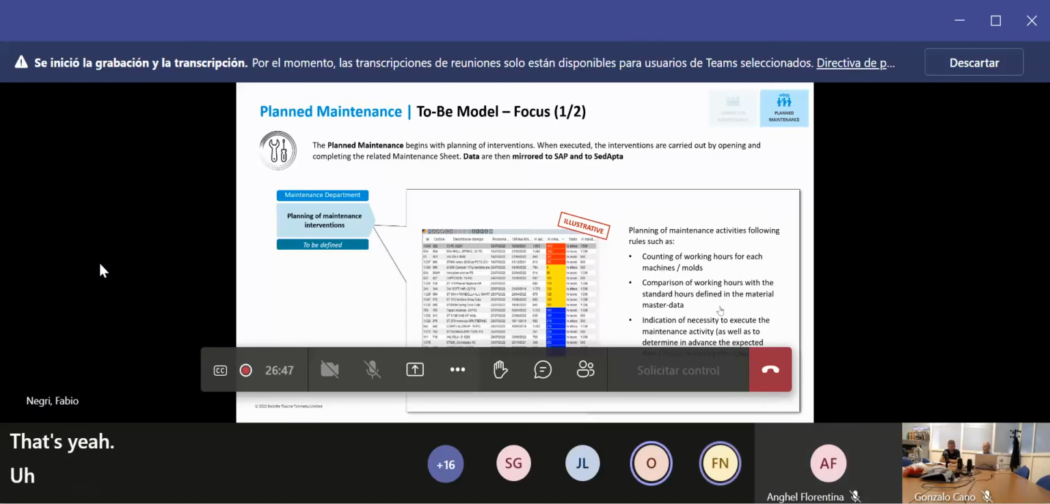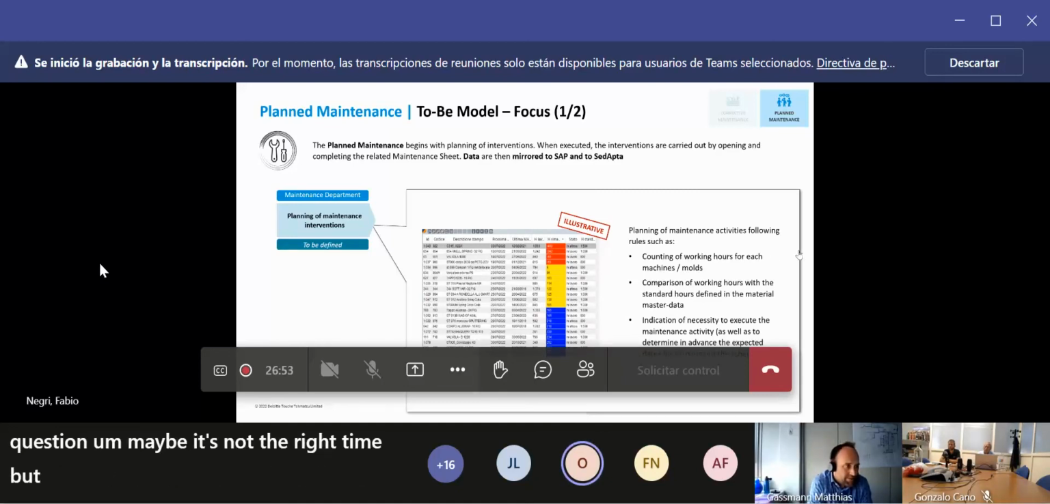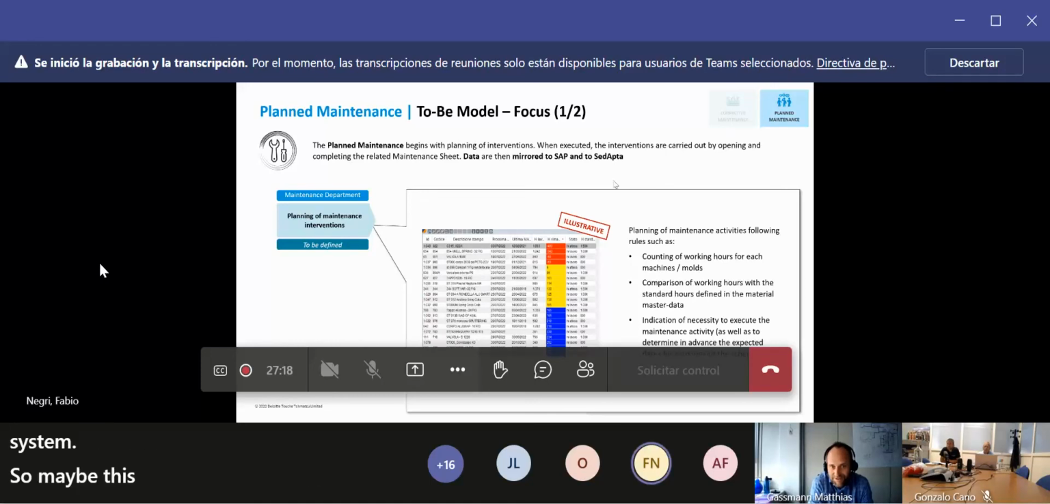Okay. Fabio, maybe I have one other question. Maybe it's not the right time, but anyway, is there an approach to take over existing data and historical data? We are in Germany, we are using our system for more than, let me say, 20 years, and there's a quite huge database and a lot of information. For me, it's an important question how to transfer data into a new system. So maybe Stuart, it's the same for you.